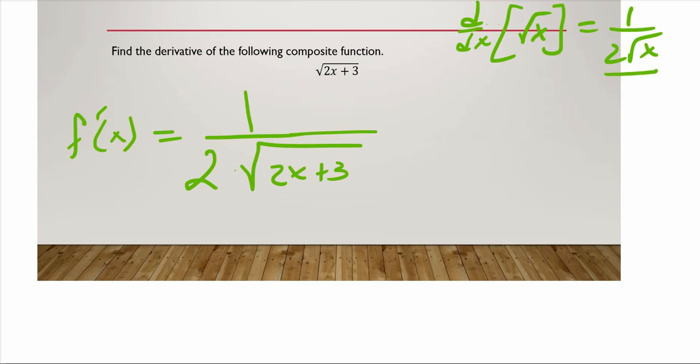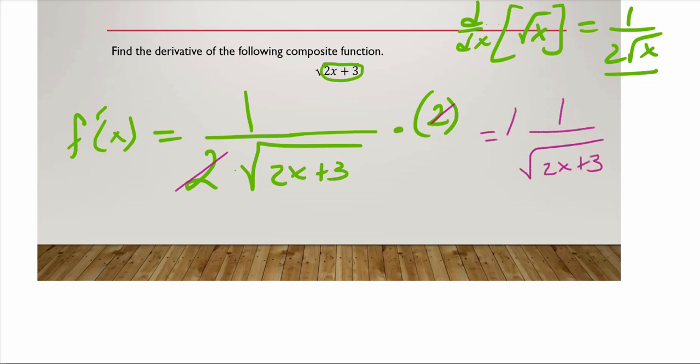So that would be my answer if it was just square root of x. This and this are identical, except that now you have a function inside the function. So what's the derivative of the inside here? What's the derivative of 2x plus 3? The derivative of 2x plus 3 is just going to be a big fat 2. And that 2 and that 2 are going to reduce, and my final answer is going to be 1 over the square root of 2x plus 3. And this will help me find the slope of this at any point.